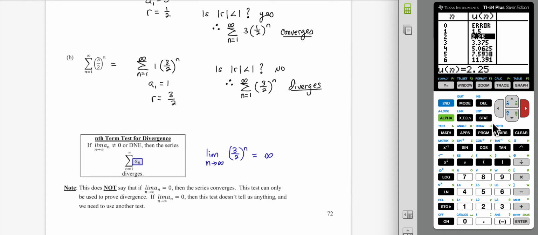So again, let's just read through this. If the limit is not equal to 0 or DNE, all right, then the series diverges. All right, the limit is not equal to 0, so the limit as n approaches infinity of 3 over 2 to the nth power is not equal to 0. And we do get into that little gray area there, where it's like, well, infinity, that means that there's no limit to how high it can go. Doesn't that mean that the limit does not exist?